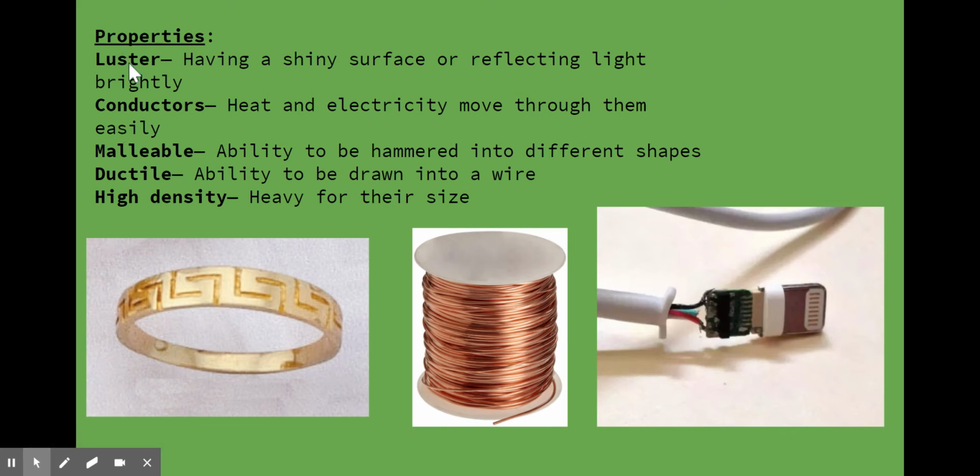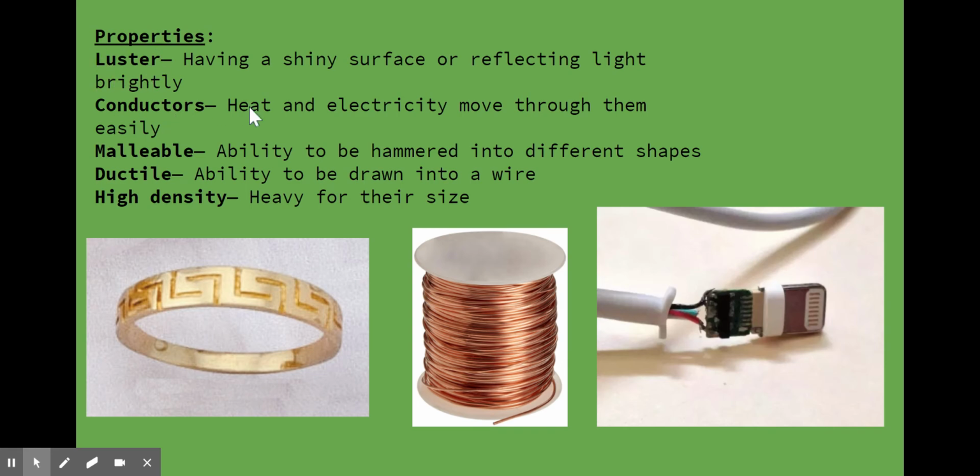Metals have properties like luster. Luster means that something is shiny. The surface is reflective. Think of a gold ring or a coin, which usually has a shine to it. If you've ever found jewelry or a coin on the ground, you probably noticed it caught your eye because it was shiny. It had luster to it. Luster is just a fancy word that means shiny.